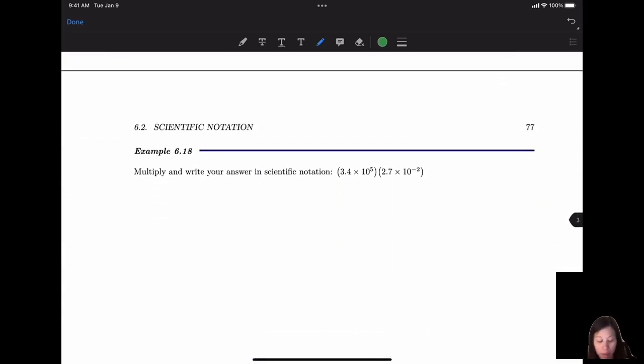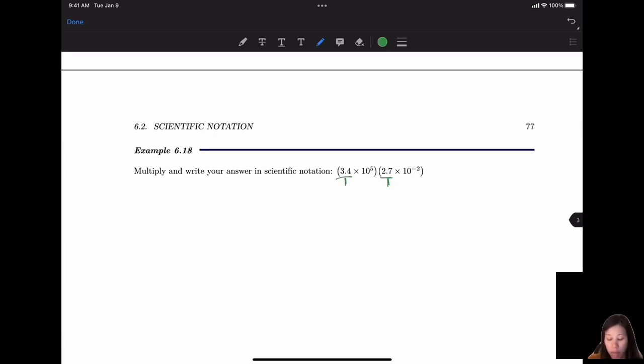Okay, multiply and write your answer in scientific notation. So basically you merge the like terms. You take the terms without the exponent and merge them together, and you merge the terms with exponents. So I have 3.4 times 2.7. I would group them. And now we have 10 to the 5th power times 10 to the negative 2 power.